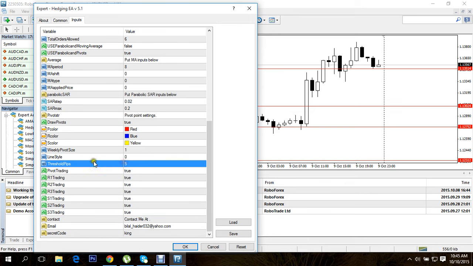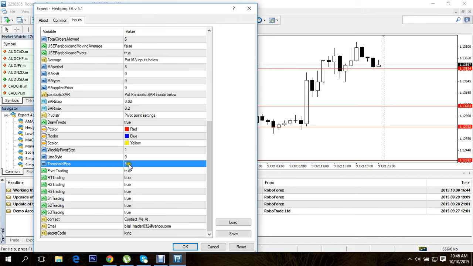And you can always change this number 5 pips to any number you like. Let's say I want to trade if the market is above the pivot point and it is at least 10 pips above the pivot point, and the parabolic SAR is below the current price, then I want to start a buy trade. Okay, so if that's the case, then you will set this number to 10.